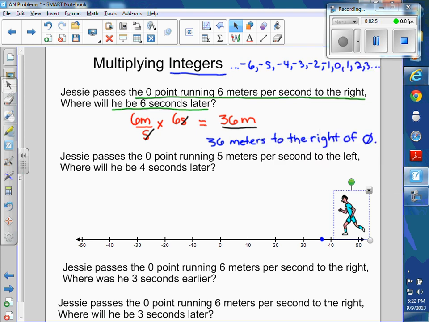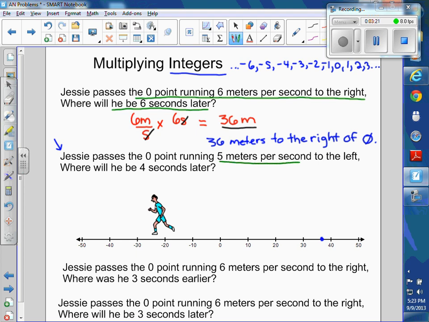Okay, so if we look at the next problem, Jesse is now going to the left. So we're now looking at this problem here. Jesse's passing the 0 point, running 5 meters per second, so he must have gotten tired. He's slowing down. He's going to the left. And the question is, where will he be 4 seconds later? So on this problem, since he's going to the left, we're going to use a negative integer to indicate direction. So Jesse's speed is 5 meters per second, and he does that for 4 seconds.